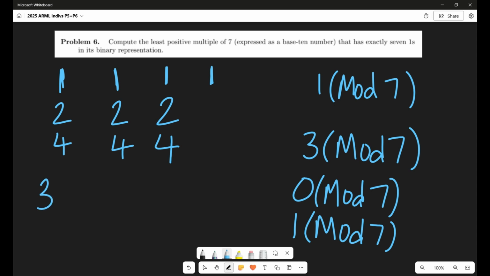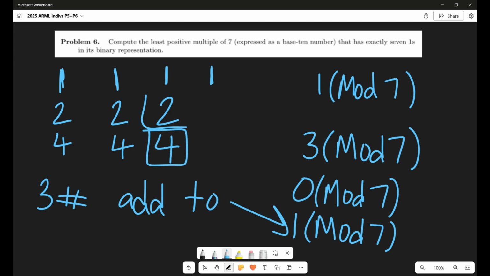And we need 3 numbers that add to 1 mod 7. And we can quickly notice that 4, 2, and 2 add up to 8, which is 1 mod 7. So if we just get rid of those, we're left with 7 numbers, and I encourage you to double check that these 7 numbers do indeed add up to 0 mod 7.